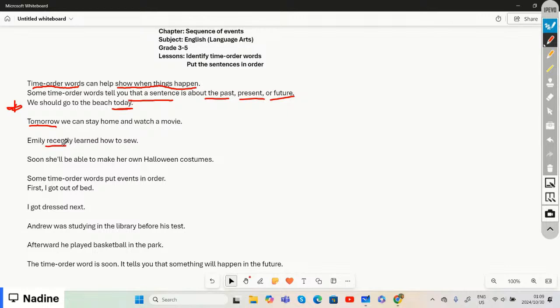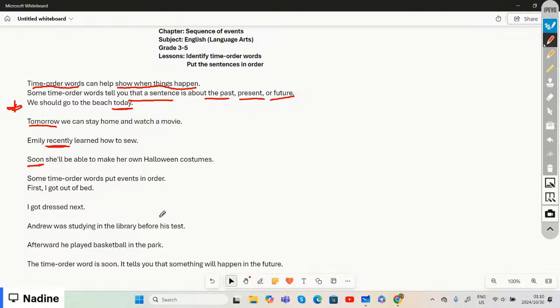Emily recently learned how to sew. So these are all time order words. Soon she'll be able to make her own Halloween costumes. So time order words help us to show when things happen. It's either today or recently or tomorrow, or it can be soon. Some time order words tell us about the present, the past, or the future.